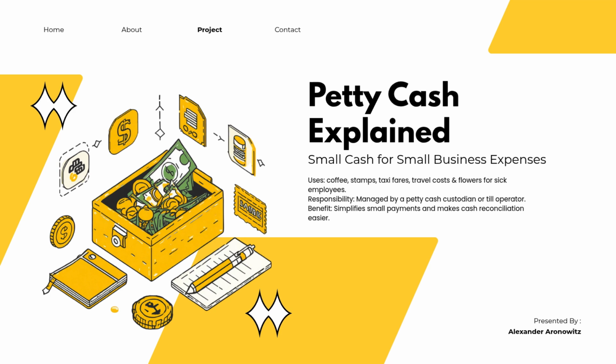What are the responsibilities toward petty cash? It is managed by a petty cash custodian or teller operator. Benefits: simplifies small payments and makes cash reconciliation easier. So the benefit of petty cash is that it simplifies small payments. There is a really simple method. You go out and you get a voucher and you bring out the supporting documents.